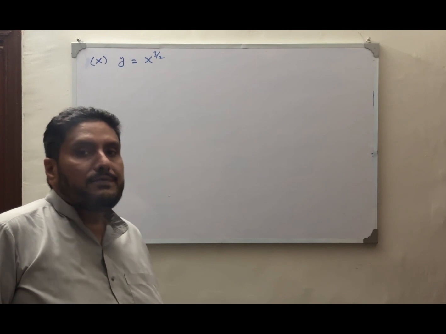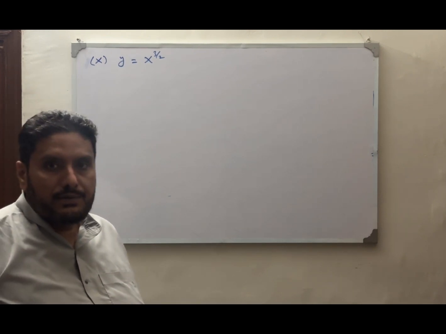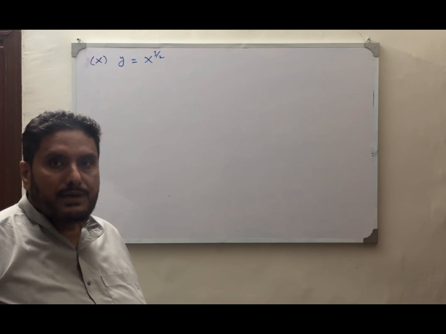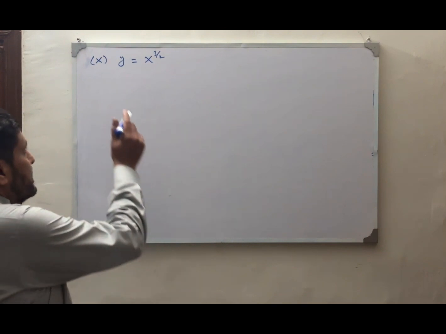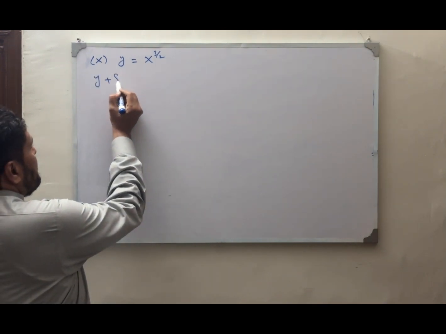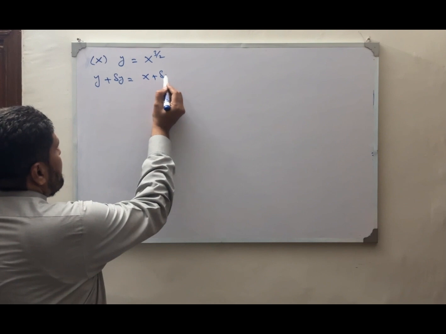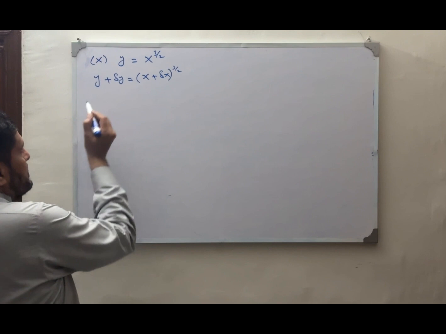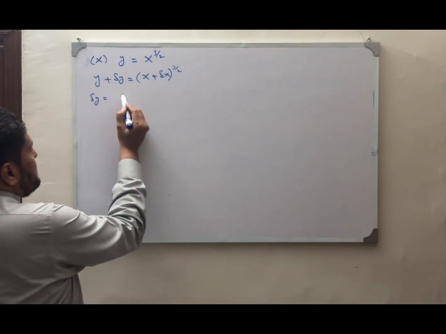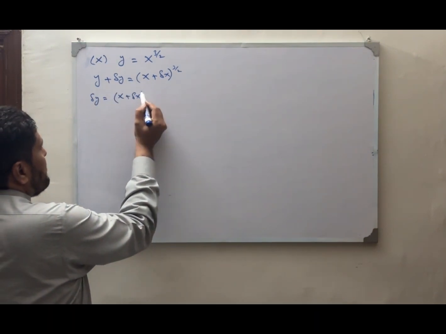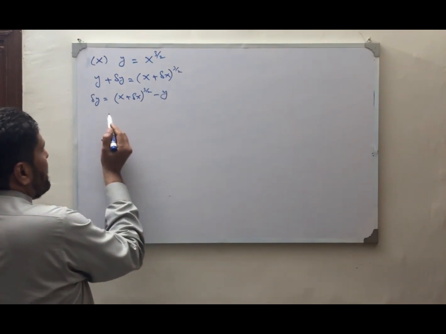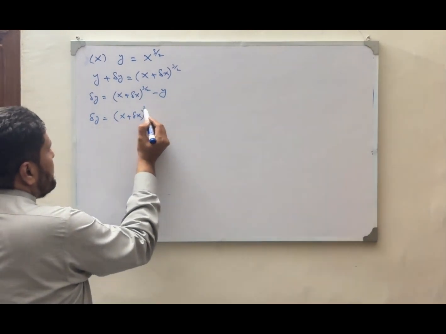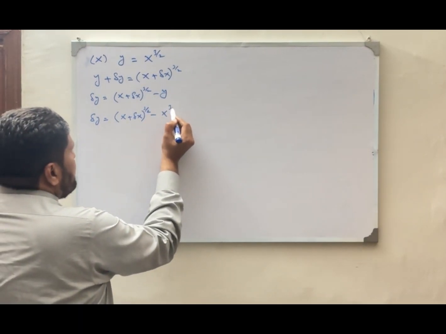Okay, in part 10 we have a function y is equal to x power 3 by 2, for which we have to find the derivative by using the definition method or the ab initio method. So starting with step 1, y plus delta y is equal to (x plus delta x) whole power 3 by 2. Taking y on the other side of the equation, delta y is equal to (x plus delta x) power 3 by 2 minus y, and now by putting the value of y, that will become (x plus delta x) power 3 by 2 minus x power 3 by 2.